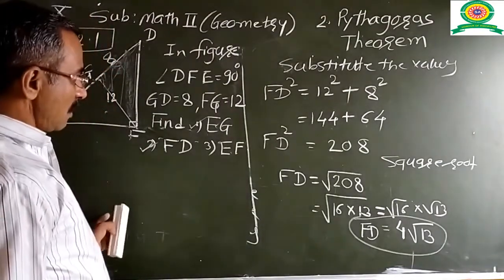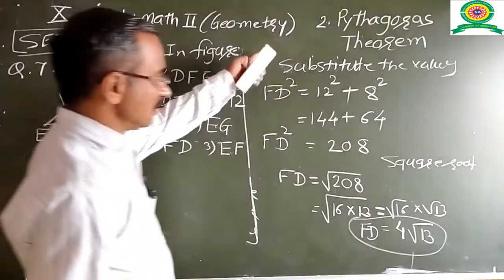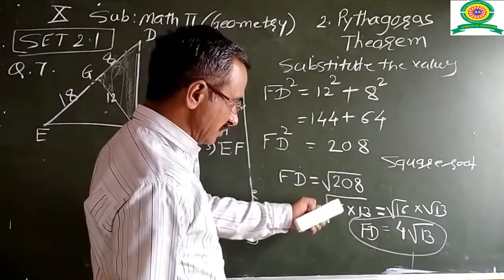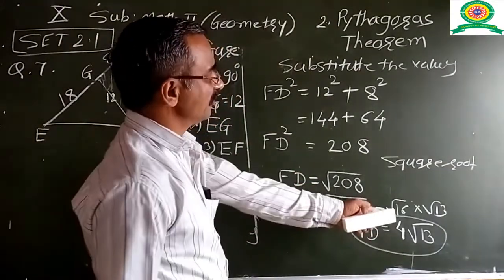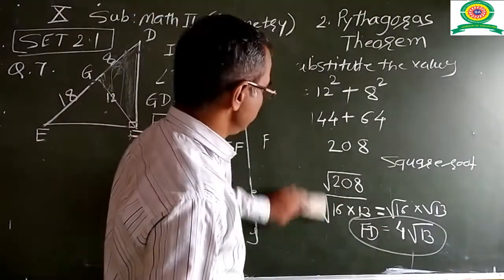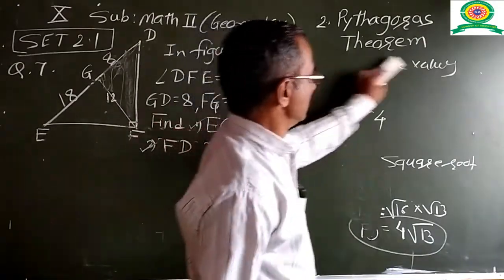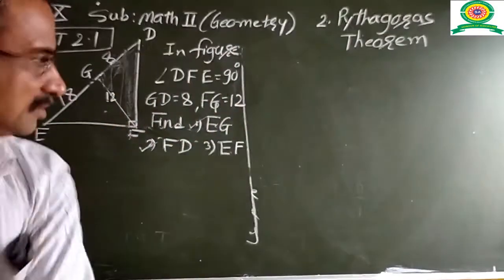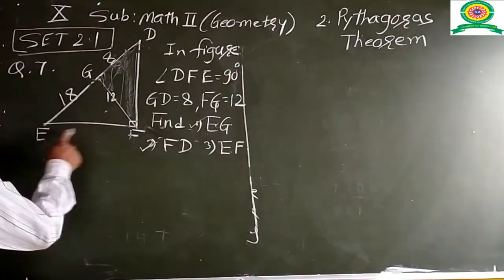Do you understand? By using the Pythagoras theorem, substituting, then by addition and then by taking the square root, we get FD is equal to 4 under root 13. Second sub-question we solved. Then third one. Third is what?